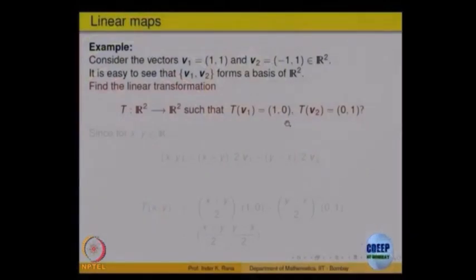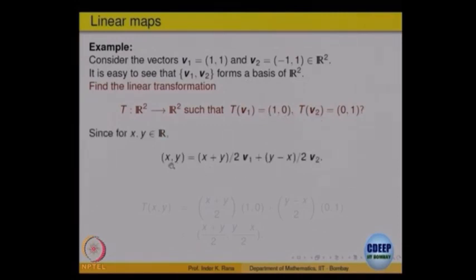So, let us fix T of V1 as (1, 0). V1, V2 are basis elements, T of V1 is (1, 0), T of V2 is (0, 1). I want to know what is T of a general vector. So, how do you compute T of a general vector? For any V, I should first write it as a linear combination of the basis elements. V should be written as sigma alpha_i V_i, and then T applied to it, and T of V_i we know. So, let us do that.